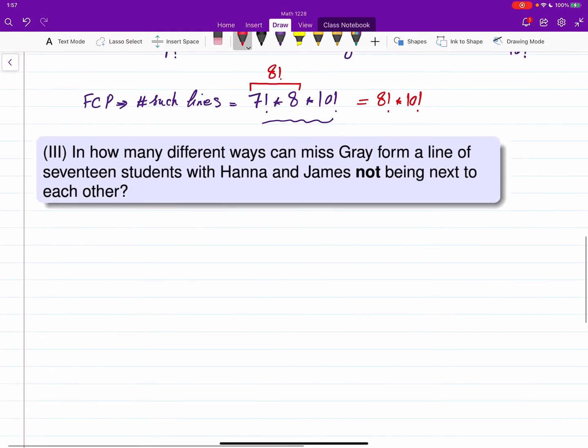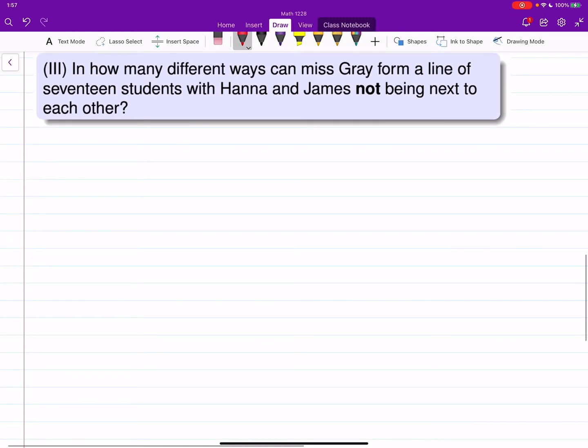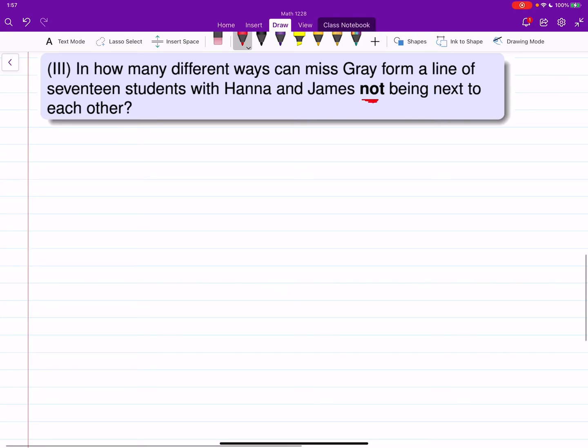Let's do part 3. In how many different ways can Miss Gray form a line of 17 students with Hannah and James not being next to each other? To solve this one, the phrase "not being" should give you the hint that probably a complement trick, or counting indirectly, will help us here.